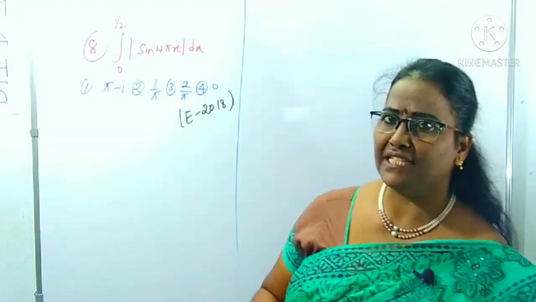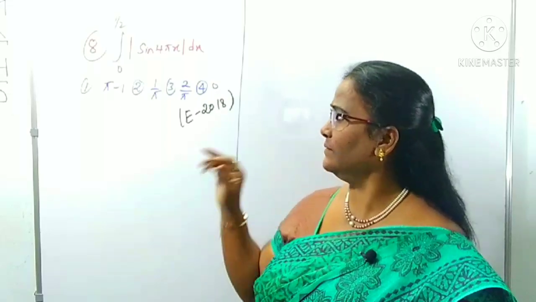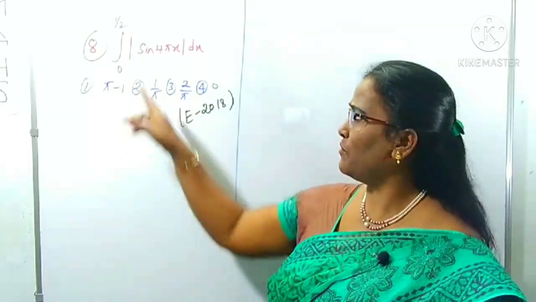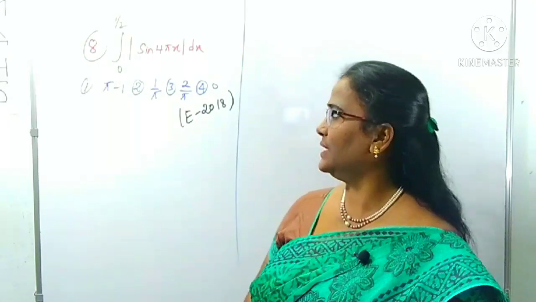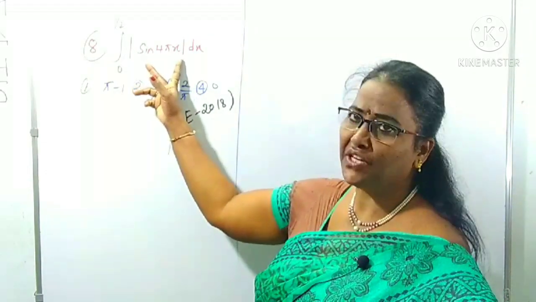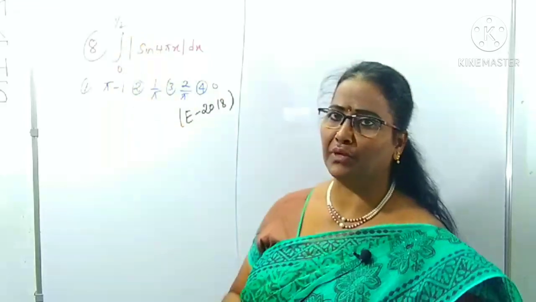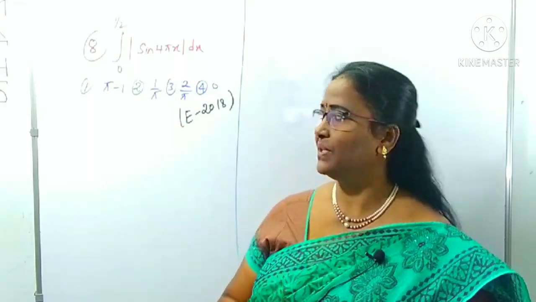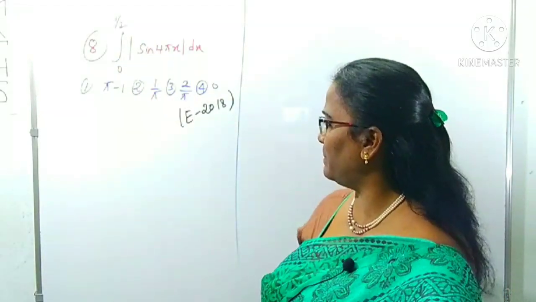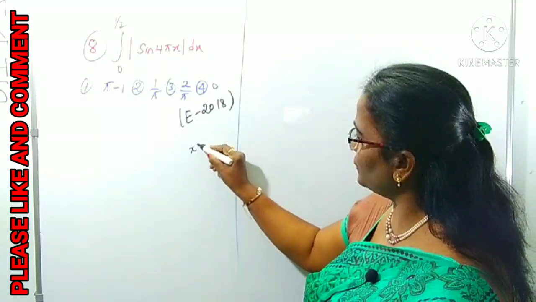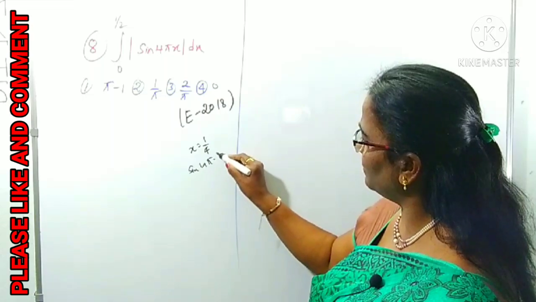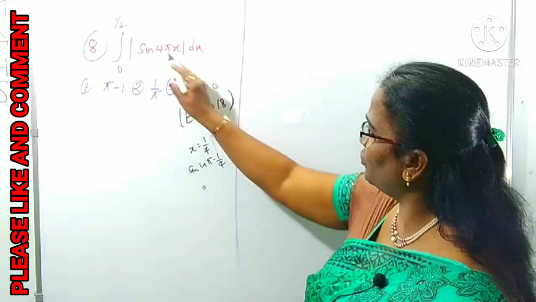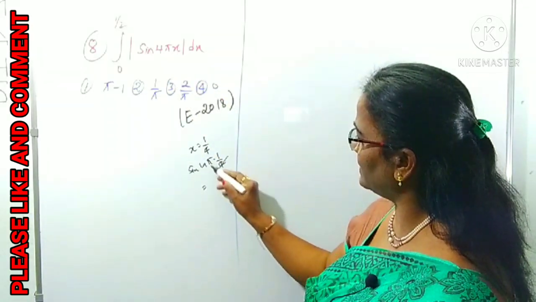Clear? Number 8, which is given MSET 2018, is integral of mod of sin 4 pi x between the limit 0 to 1 by 2. So then this one we have to concentrate. In between 0 to 1 by 2, there is 1 by 4. At x is equal to 1 by 4, what happened? Sin 4 pi into 1 by 4 is sin pi.